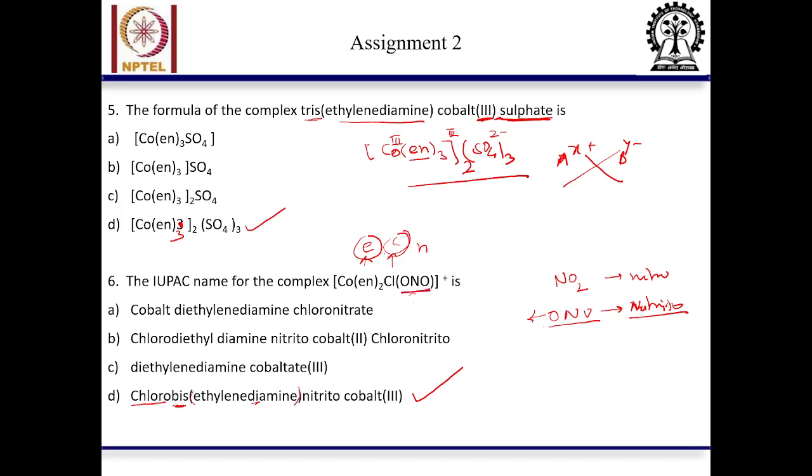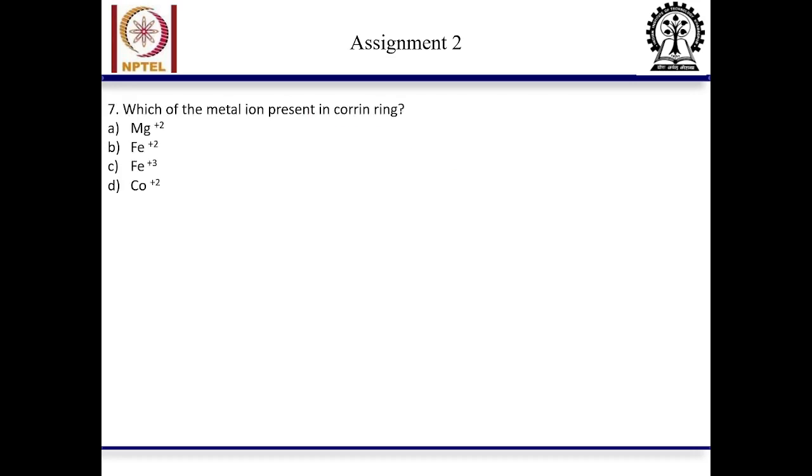Then the ligand nitrito. Now we have to calculate the oxidation state for the cobalt. So this is 1, this is 2 minus, and 1 plus is already there, so x minus 2 plus 1, so x is equal to 3. So it's cobalt 3. Since it is cationic, we will write just cobalt(III), that is D. Got it? I think other people might have got why option D is correct.